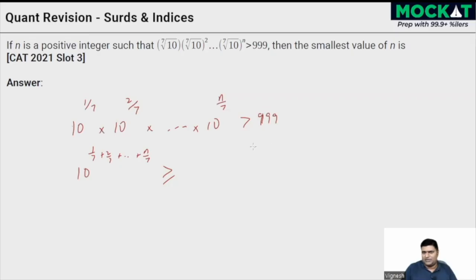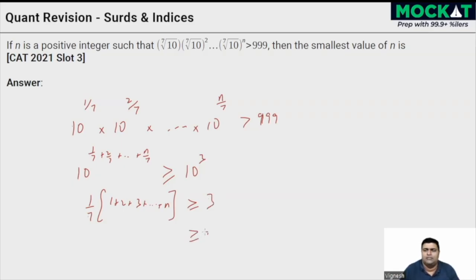What is the next possible thing? Very close to some power of 10. What is that? 10 cube, 1000. 999, what's one more than that? 1000, 10 cube. It can be equal to that. So let's see what n can take. So the bases are the same and it's more than 1, so you can get rid of them. So 1 by 7 into 1 plus 2 plus 3 going on till n is going to be greater than or equal to 3.